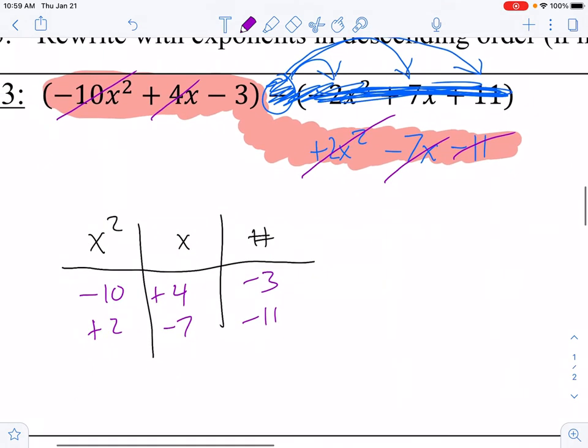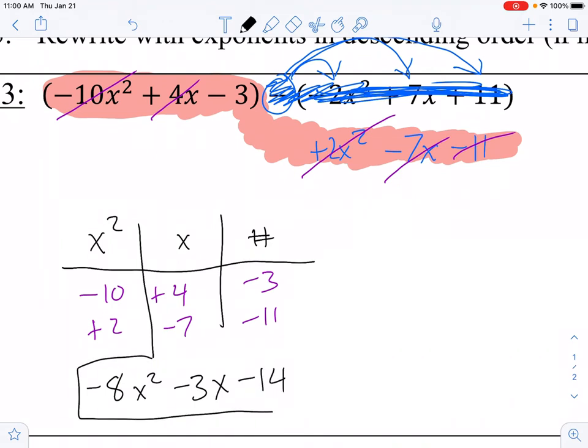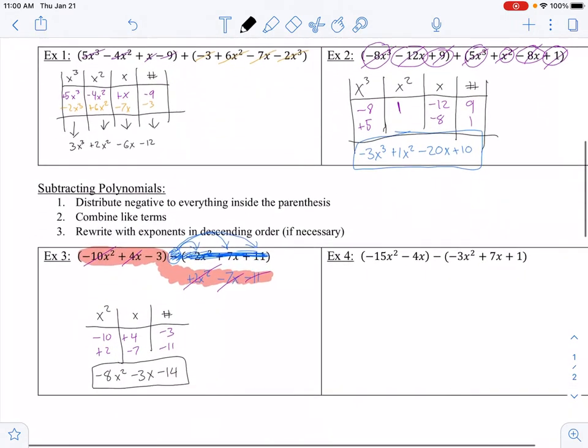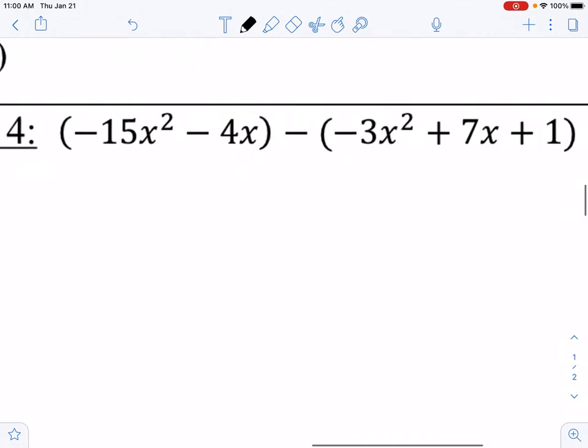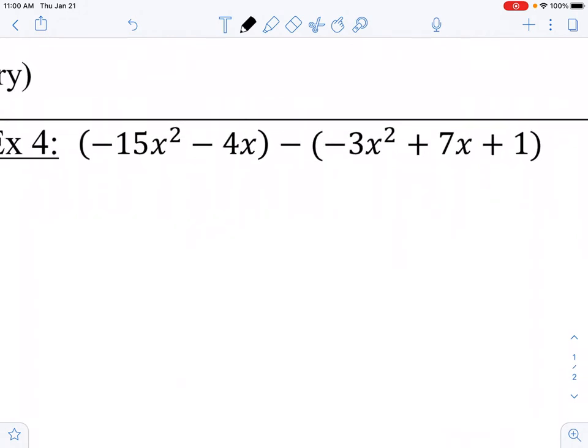Now that I've put everything where it belongs, I'm going to do some adding and subtracting. So negative 10 plus 2 is negative 8 x to the second. 4 minus 7 is negative 3 x's. And negative 3 minus 11 is negative 14. So we do the same exact thing we did in the other problems. The only difference is when there's a minus sign, we have to distribute it. It means the opposite of. So we have to flip all of these signs over here.